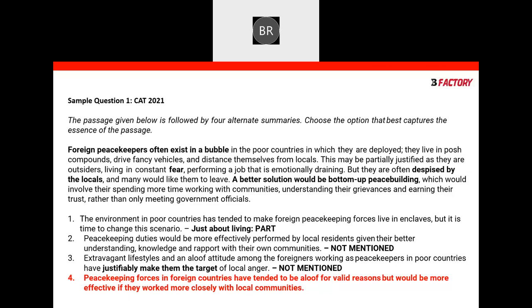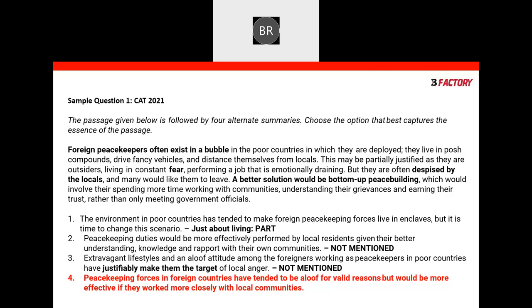ऐसा तो नहीं बोल रहा है कि locals को करना चाहिए, ये बोल रहा है कि इन्हीं लोगों को locals के साथ मिलके करना चाहिए. Option number three. Extravagant lifestyles and aloof attitude among the foreigners justifiably make them target of local anger. अरे बाबा, no, no, clear no. तो option number three is also clear no. ऐसा थोड़ी बोल रहा है कि सही बात है, इनको local लोगों को पकड़ पकड़ के पीटना चाहिए. हाँ, ये लोग extravagant lifestyle थोड़ी जीता है, मजबूरी में वैसे जीता है. Because of fear, passage में ये tone है, right? Three भी गया.